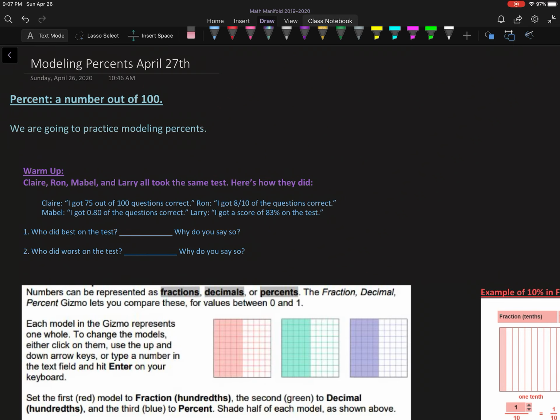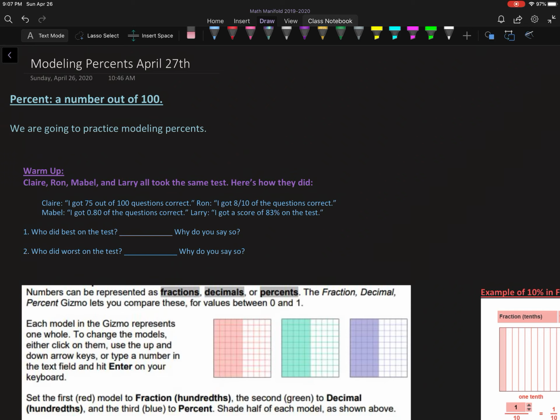Claire, Ron, Mabel, and Larry all took the same test. So here's how they did. Their results are included. Claire received a 75 out of 100 questions correct. Ron received an 8 out of 10 of the questions correct. Mabel received 80 hundredths of the questions correct. And Larry scored an 83% on the test.